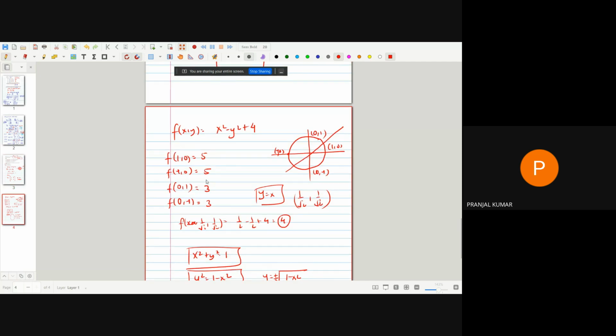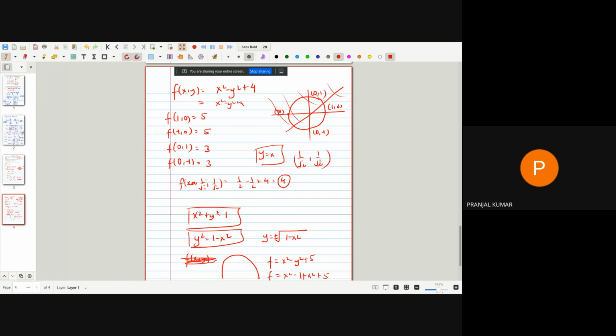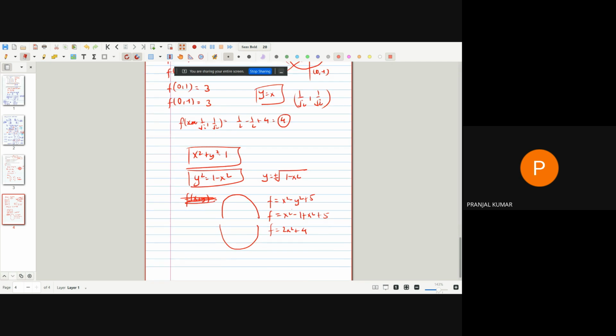See, x square minus y square plus 4 is this. If we start moving beyond, if we start moving here, then it becomes negative. This will start decreasing. So at y is equal to x. Okay, so one method which we can use is, if we are not able to do this.